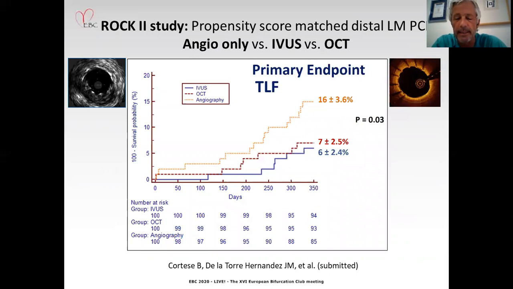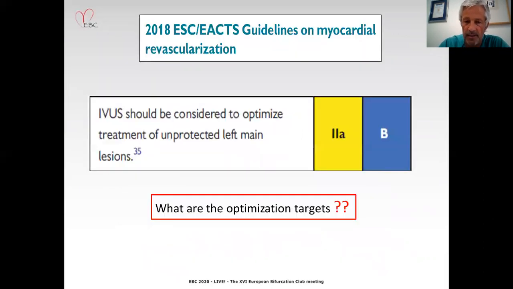What about OCT? This is a retrospective analysis. We have here this comparison between 3 groups, 100 patients each. They are matched by propensity score. And as you can see, the group with OCT and IVUS guidance have a similar outcome, and it is significantly better compared to the group with only angiography. This retrospective analysis should be confirmed, but suggests that OCT could be helpful as well in LM distal disease.